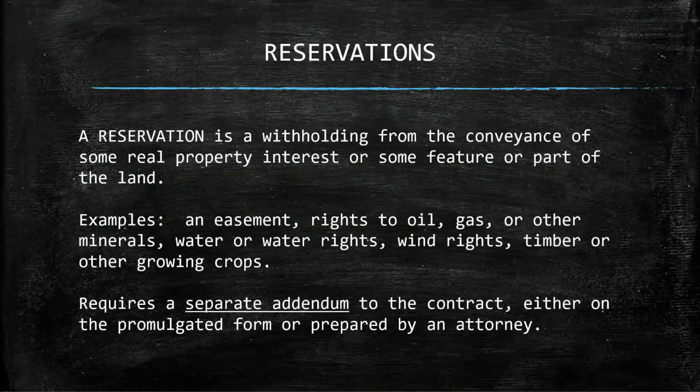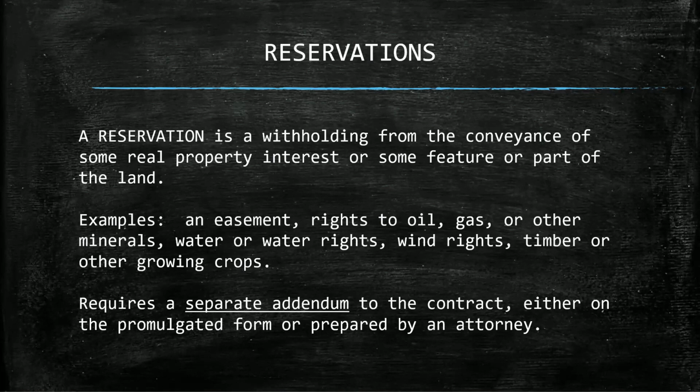So examples of this might be if the seller wants to retain for themselves an easement. Let's say that the property is the first 5 acres of a larger, 40-acre plot. And the seller is going to need to cross over this 5-acre plot in order to get to their land. Well, they may withhold from the conveyance an easement that allows them to cross over this 5 acres at a certain defined point so that they can get to their property.